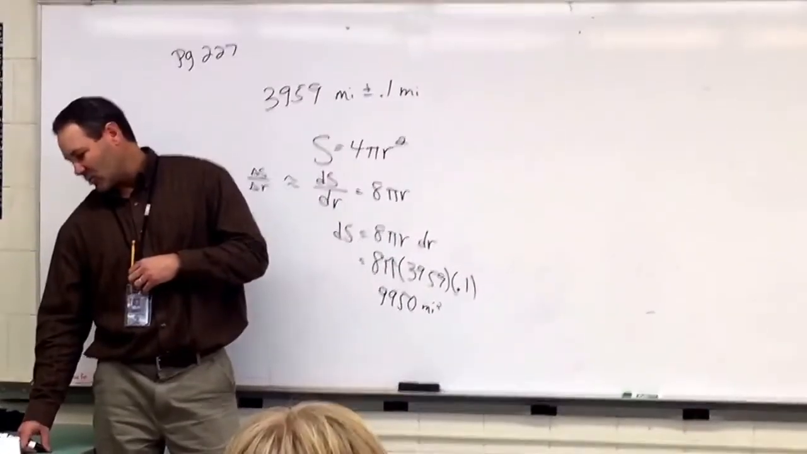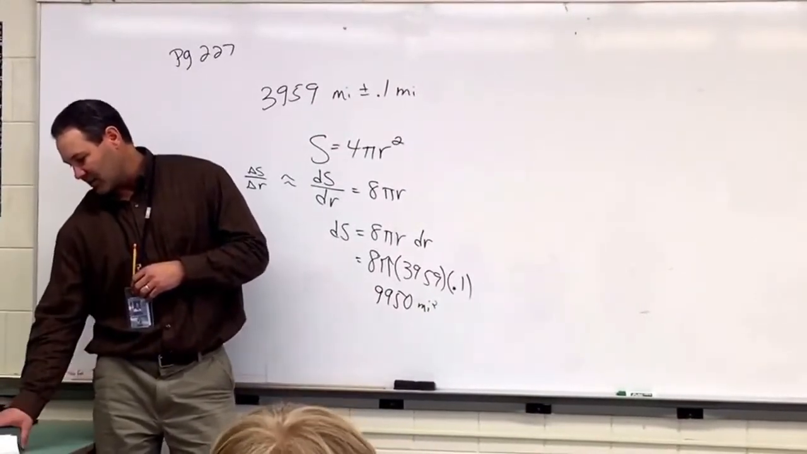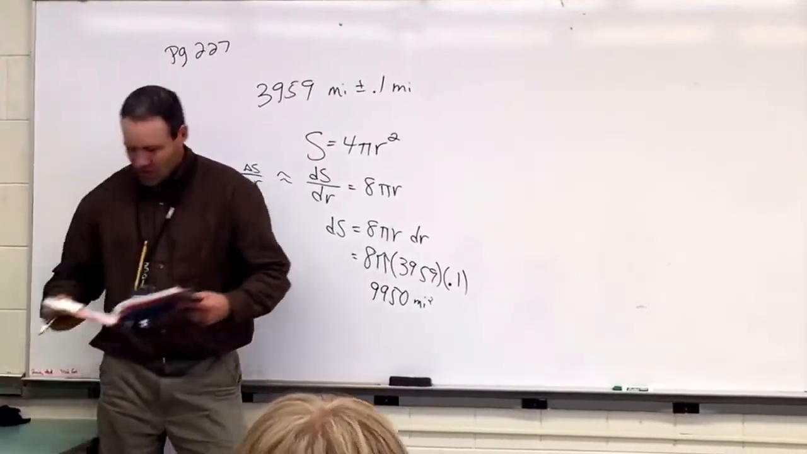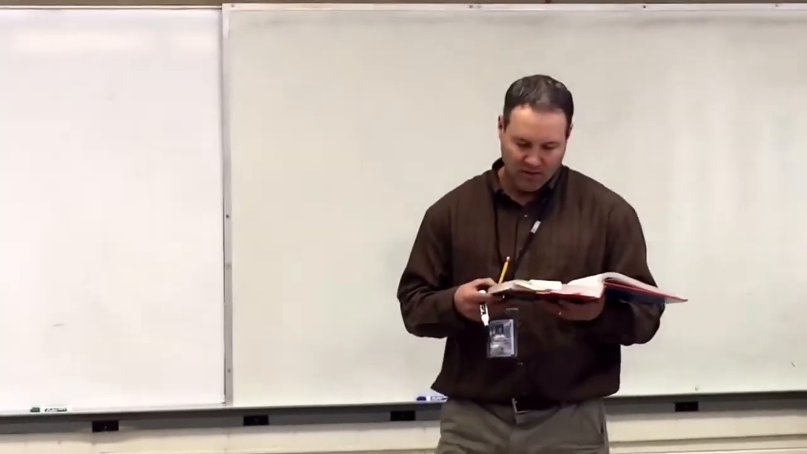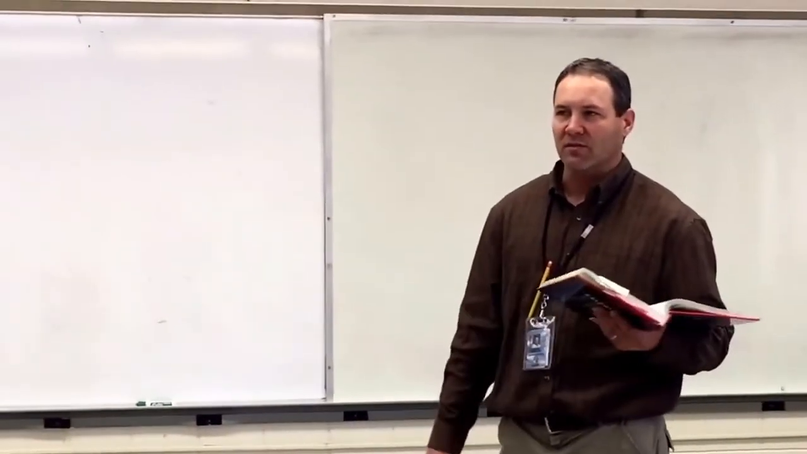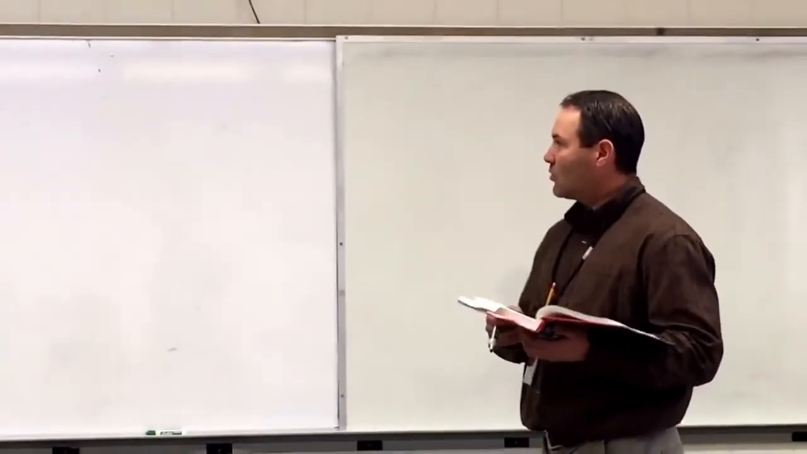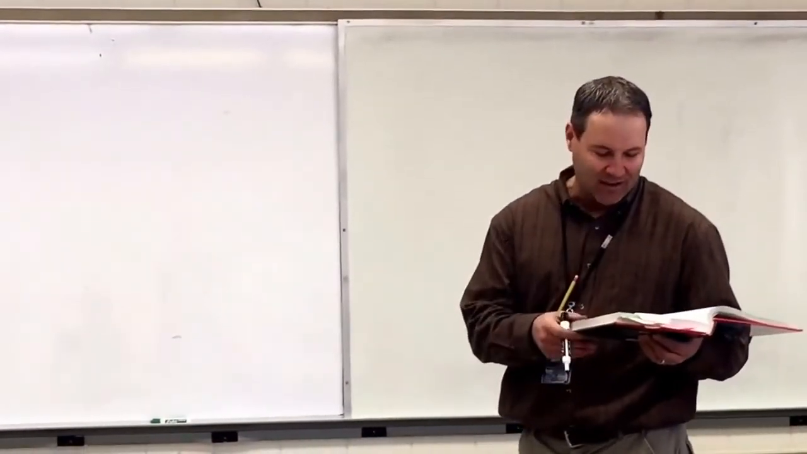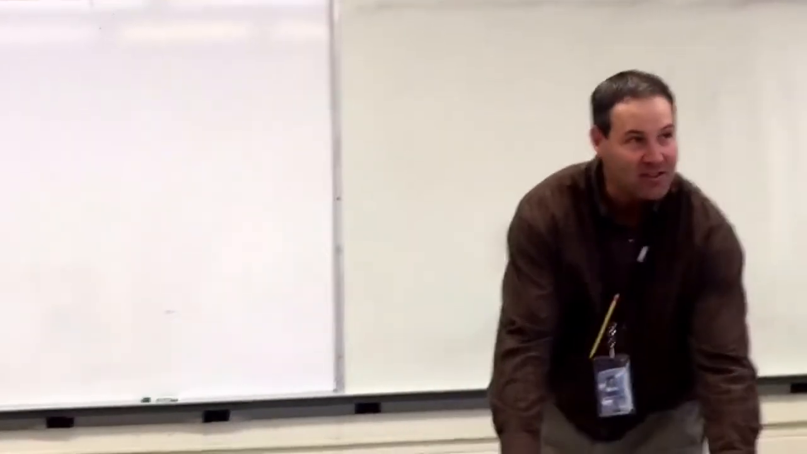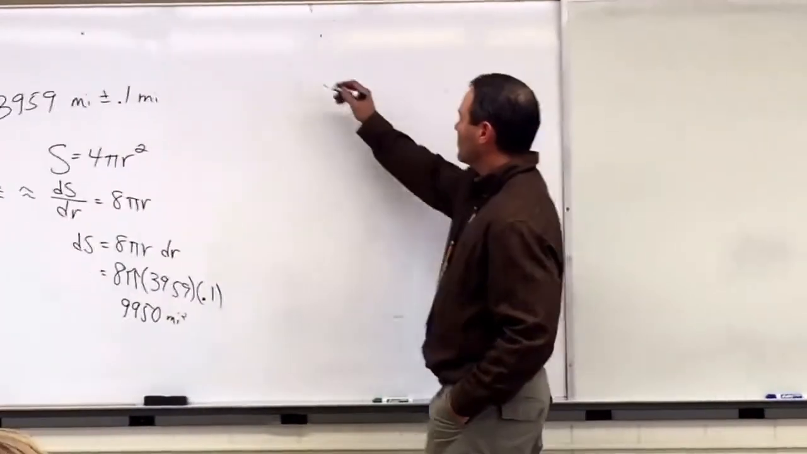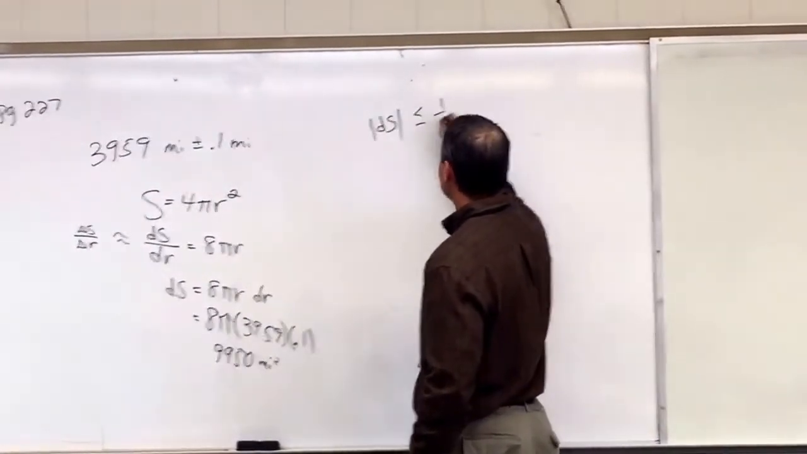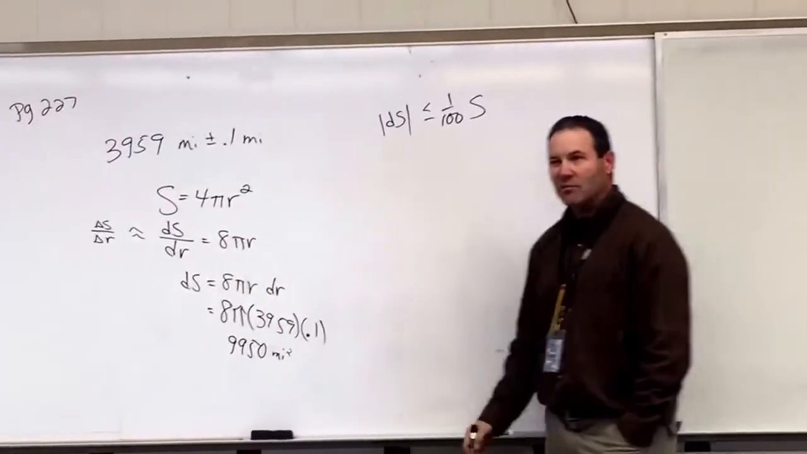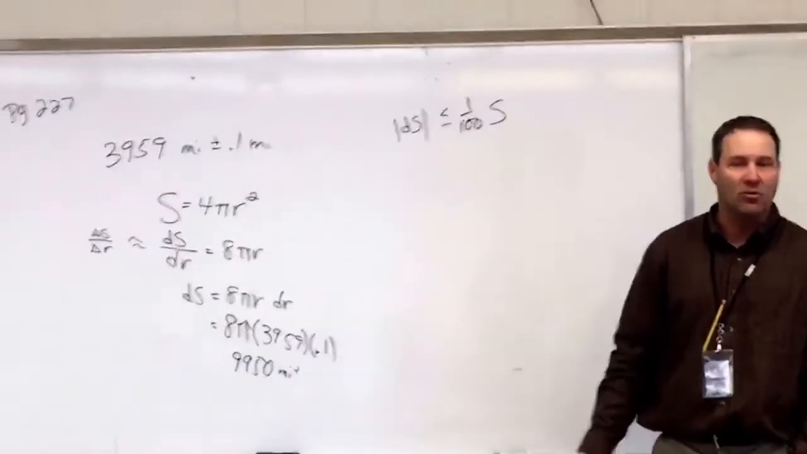About how accurately should we measure the radius of a sphere to calculate the surface area within 1% of its true value? Alright, so the surface area has to be within 1% of its true value. First of all, I would not follow the way the book does this problem. I would say our change in surface area has to be within 1% of the actual surface area. I don't think the book does that anywhere, but that's the most important part of the whole problem.